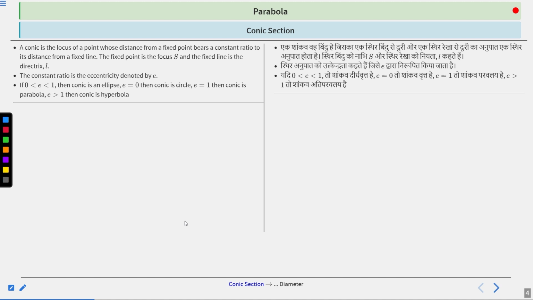If E is between 0 and 1, then the conic is an ellipse, right? If E is equal to 0, then the conic is a circle. If E is equal to 1, then the conic is a parabola. And if E is greater than 1, then the conic is a hyperbola, right?